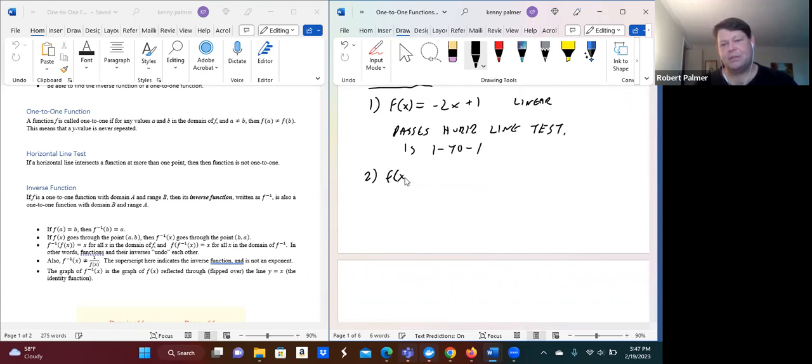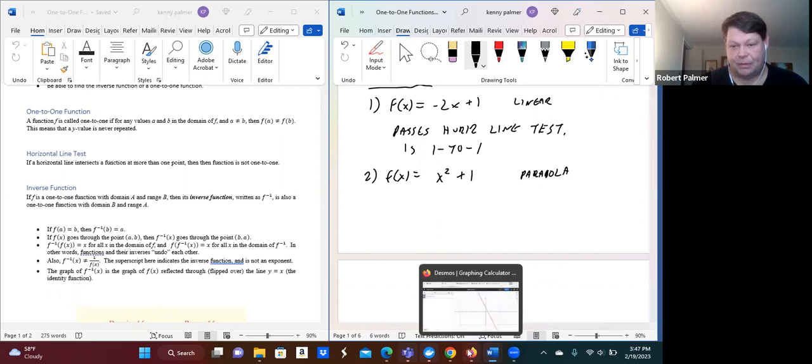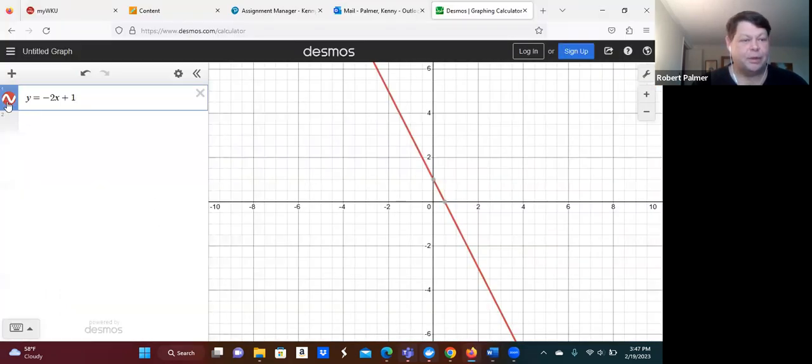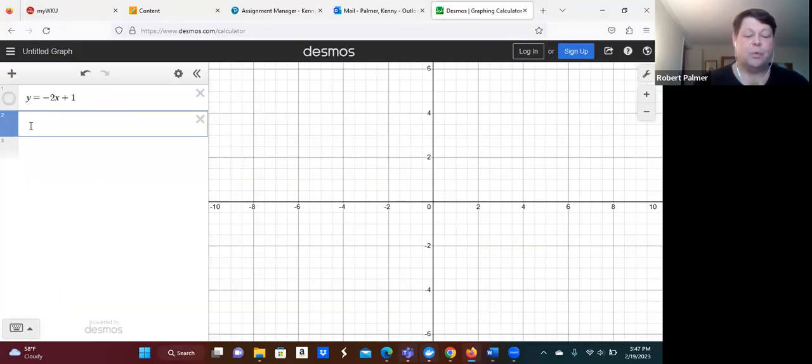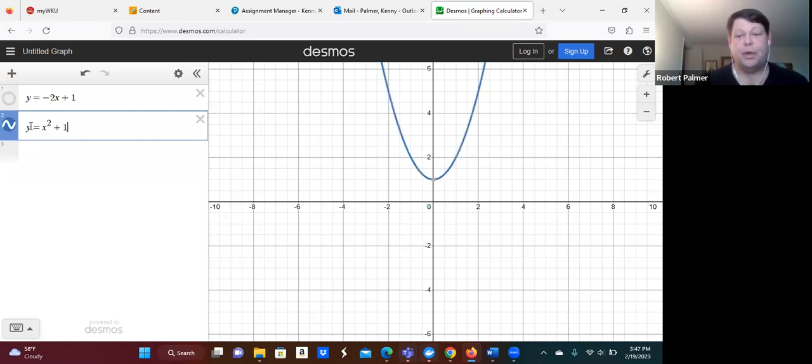So our f of x is equal to x squared plus 1. What kind of graph is this? This is quadratic. This is a parabola. And I think we're going to guess, as we'll see, it's not 1 to 1. Okay, so x squared plus 1. So y equals x squared plus 1.